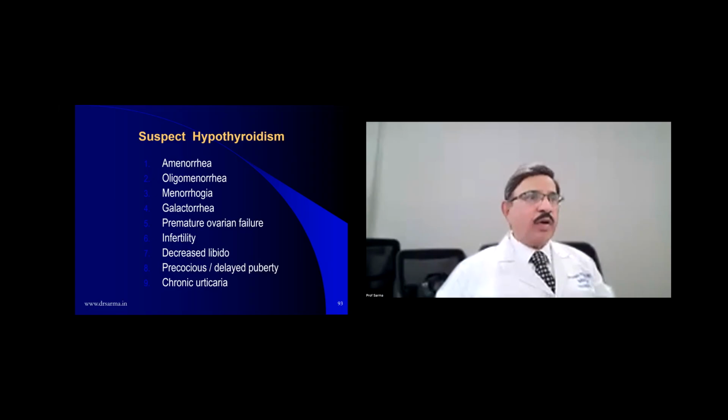One woman came with galactorrhea. She had passed her childbearing period. She was around 38 to 40 years, and already had two kids. She started having galactorrhea. Then we evaluated and found hypothyroidism with hyperprolactinemia. Hypothyroidism can cause hyperprolactinemia, which can lead to galactorrhea.